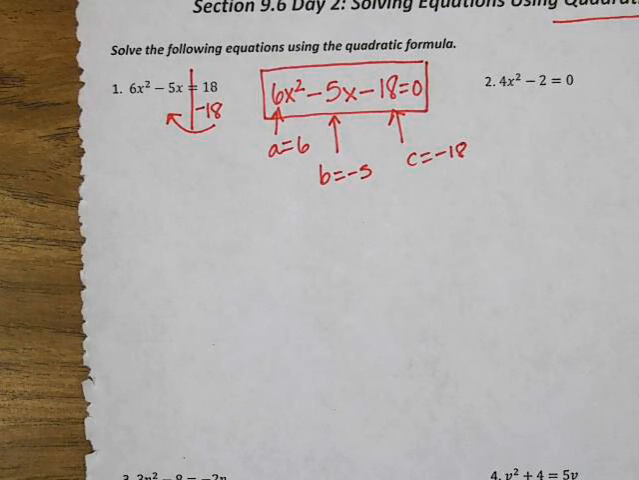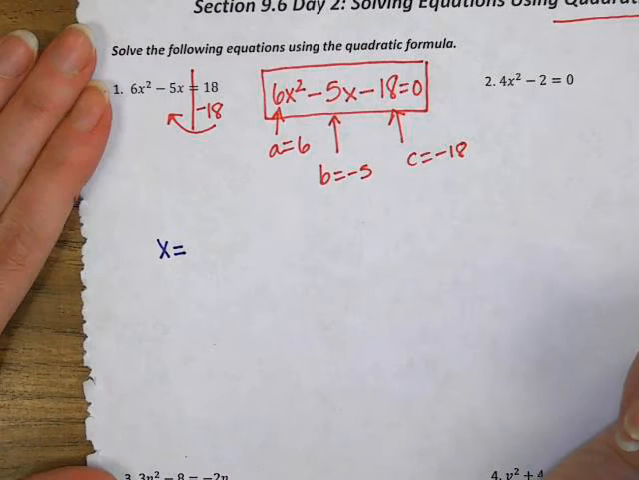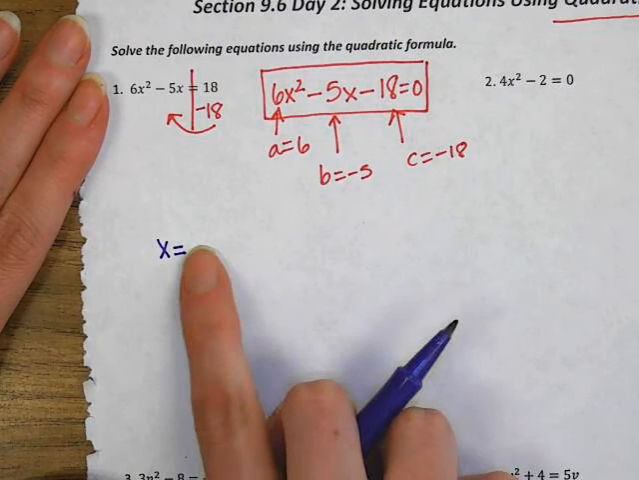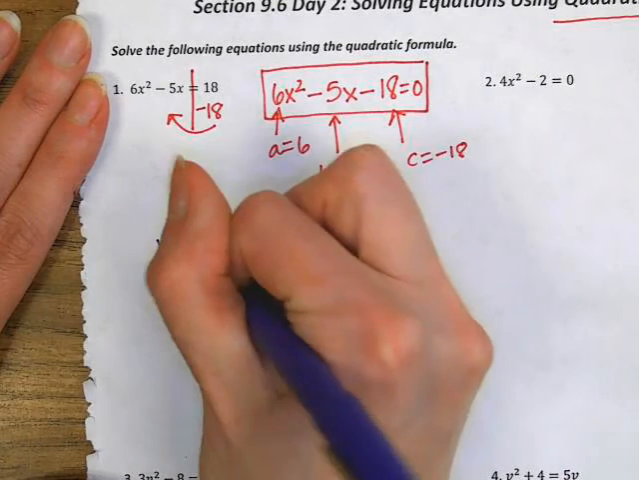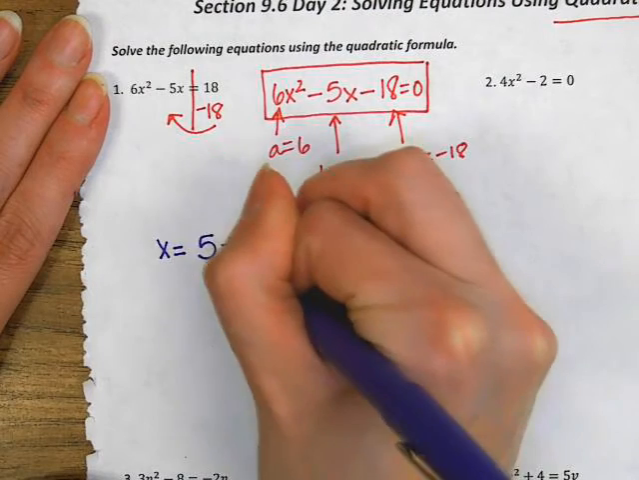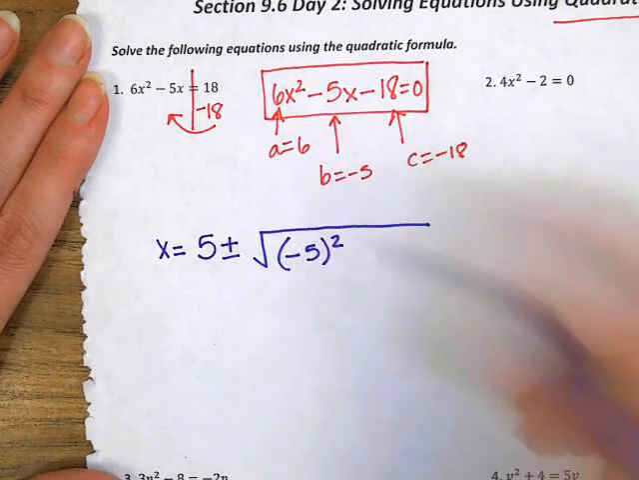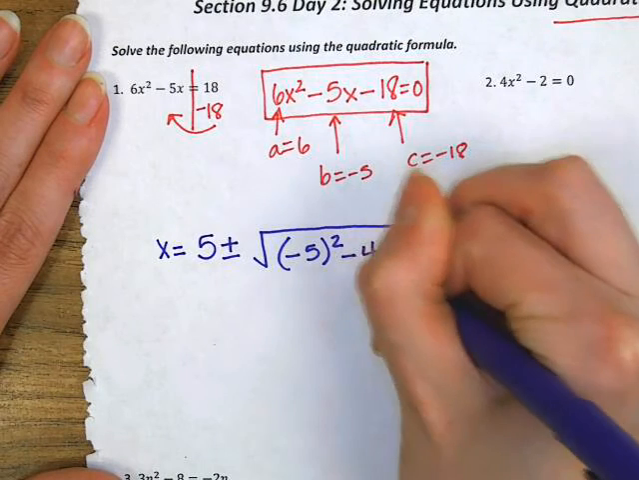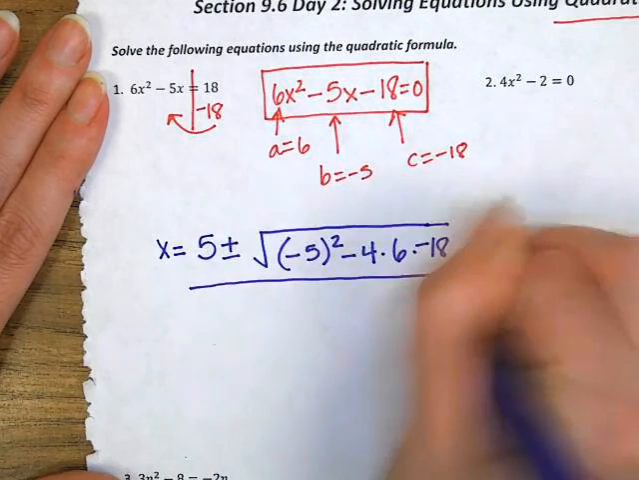Now, if you want, I'll do it for this one, but then maybe I'll skip it. I would probably write it out first. X equals negative B. A lot of people are getting this part wrong. It's not always negative. If it's negative, a negative 5, it becomes positive 5. It's always opposite. Plus or minus square root B squared. Negative 5 squared. Don't forget the parentheses when it's negative. B squared minus 4 times A times C all over 2A.